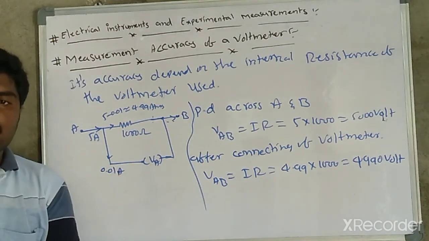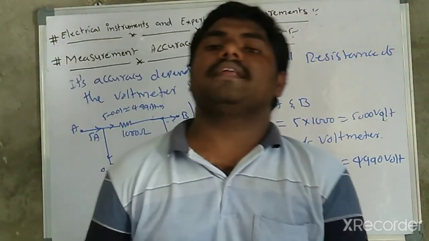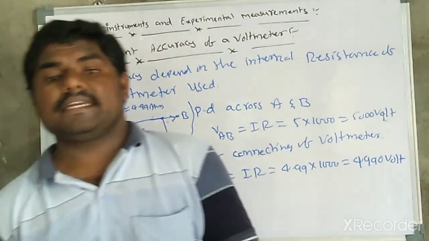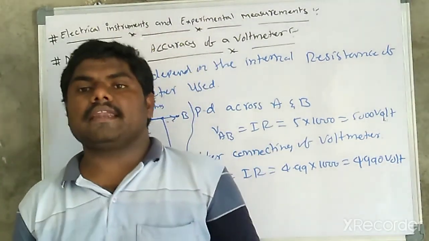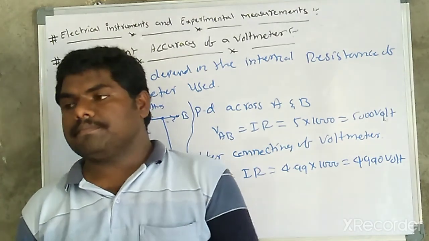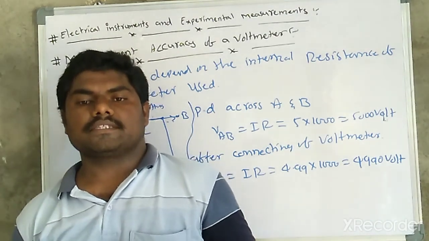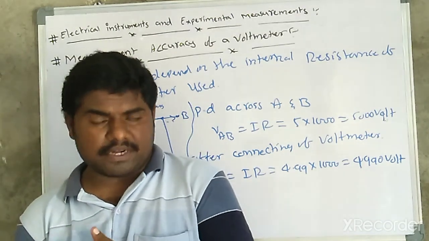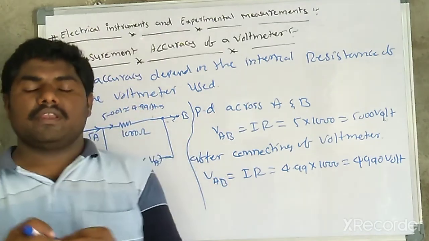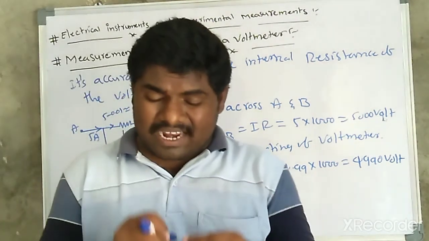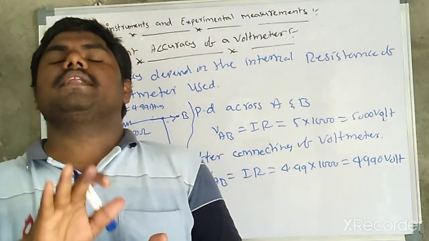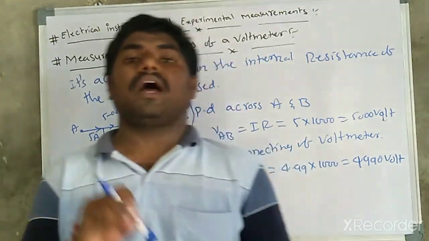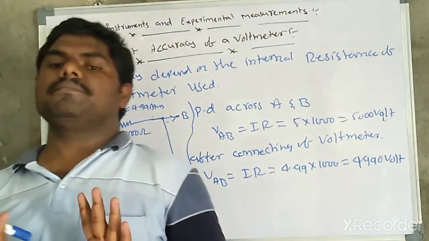So here is a very important point. For an ideal voltmeter, the internal resistance must be equal to infinity. It does not draw any current from that circuit. So for measurement also, it does not draw any current. (For an ideal ammeter, internal resistance must be equal to 0.)